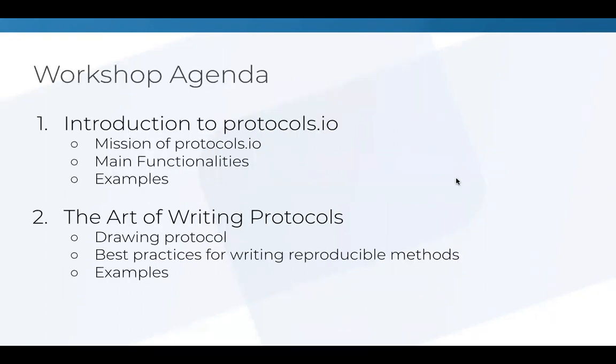The workshop today, as I said, is in two parts. The first part is an introduction to Protocols.io, where I'll go over our mission, show you some of the main functionalities on the site, and then show you some examples. And then the second part, the art of writing protocols, has a little hands-on drawing exercise. So if you have a paper and a pen ready for that, that would be great. And then I'll also show you some best practices for writing reproducible methods and show you some examples.